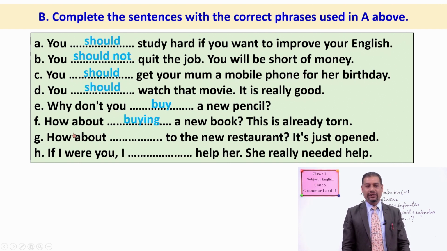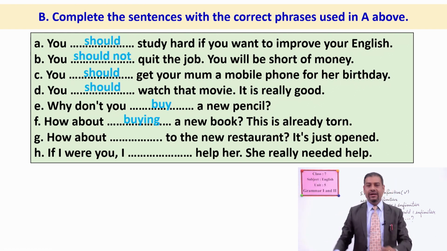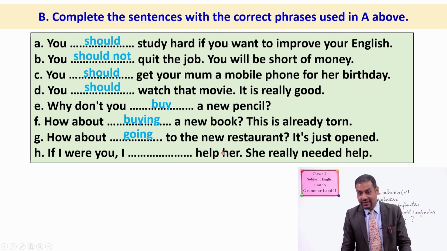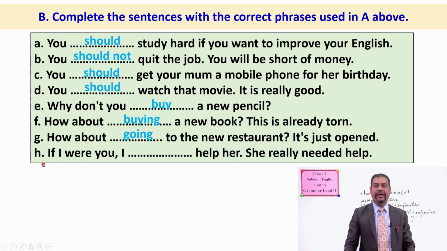Now we have number G. How about? Number F and G, that is the same structure. So to the new restaurant, it's just open. So there is a new restaurant, okay? It's just open. Now you have to suggest how about. So what do you write down there? All of you tell me. Yes, you are correct. How about going to the new restaurant? Or you can write down how about visiting the new restaurant, okay? Or you can write down ing form, which is suitable, that gives us meaning. Is that clear? Fine.